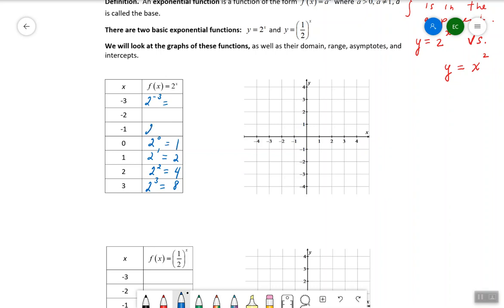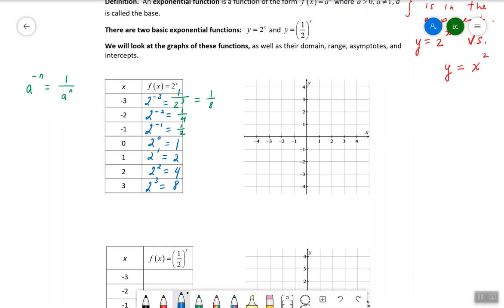And then we have these negative exponents that could be a little bit tricky. What we want to do is remember the property which says a to the negative n is equal to 1 over a to the nth power. And so if you have 2 to the negative 3, that's the same as 1 over 2 cubed, which is the same as 1/8. And then similarly, you would get 1/4 and 1/2.